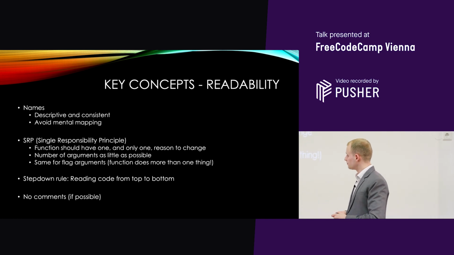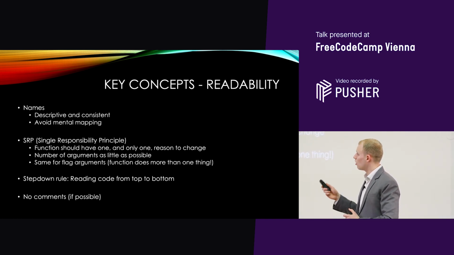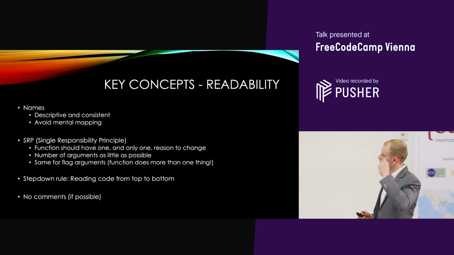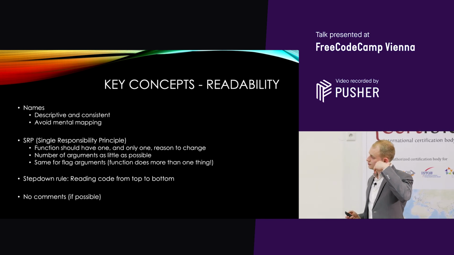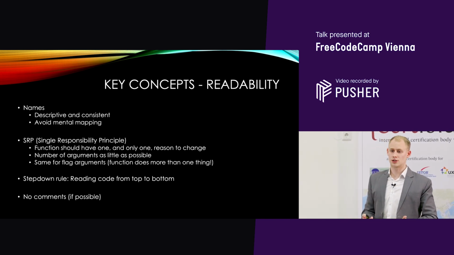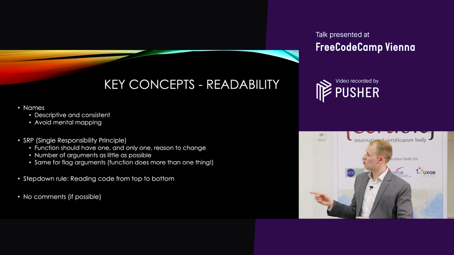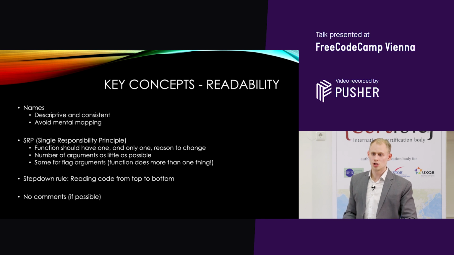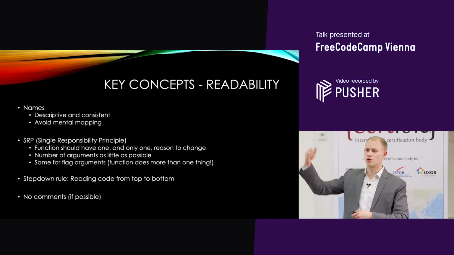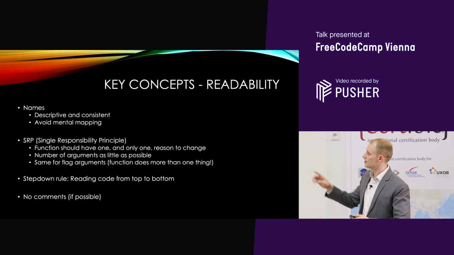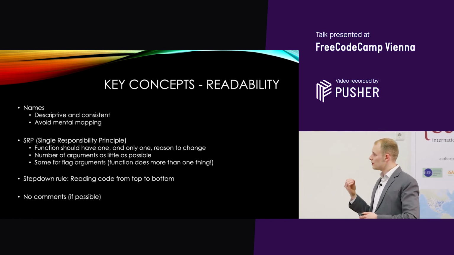And another thing is to avoid mental mapping. Mental mapping is when your description of a variable is not concise enough, so you have to check in other parts of your code what that variable actually means. You have to look in another file, you have to go to the bottom, you have to go to the top, wherever. That's mental mapping. It should be really easy to read.